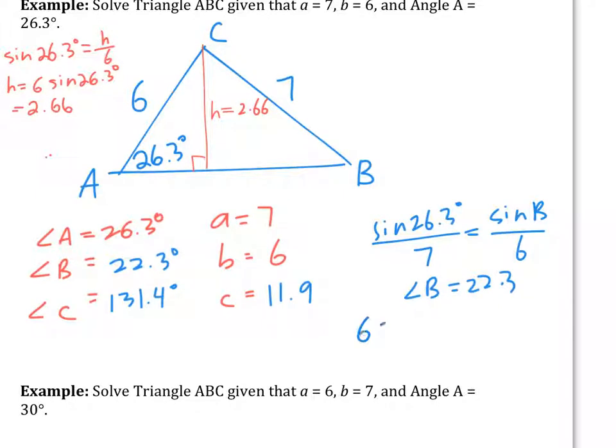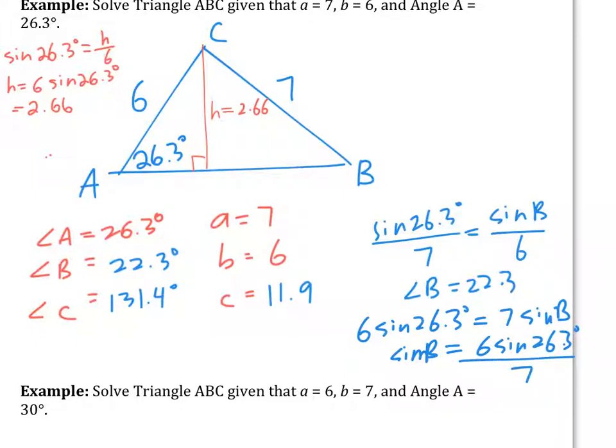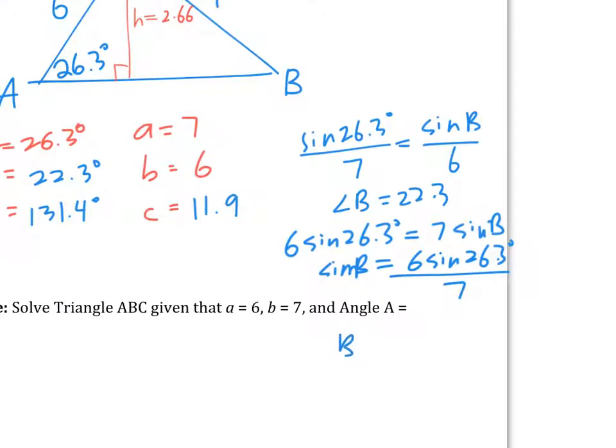6 times sine 26.3 degrees is equal to 7 sine B. Divide by 7. Sine B is equal to 6 sine 26.3 degrees over 7. To find the final answer, you need to do inverse sine. Inverse sine of 6 sine 26.3 degrees over 7. Why do we have to do that? Because you want to find an angle.